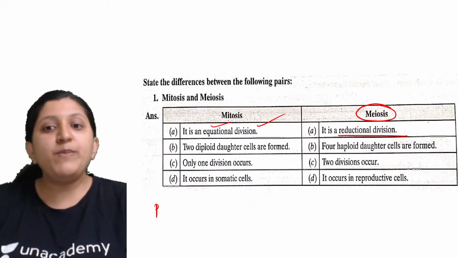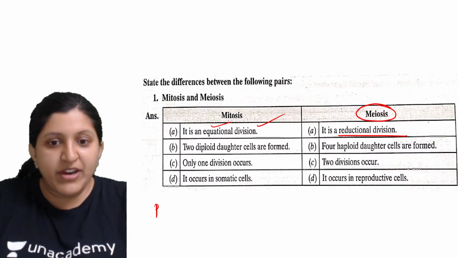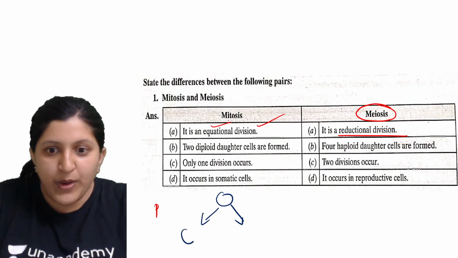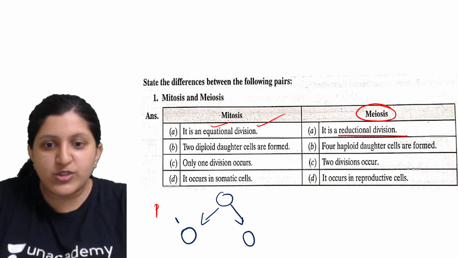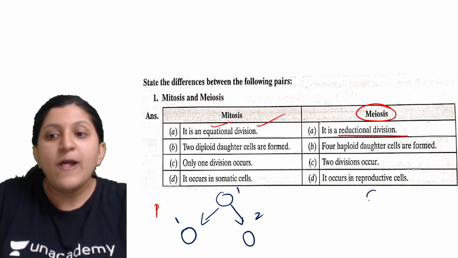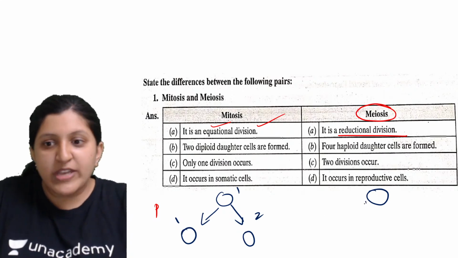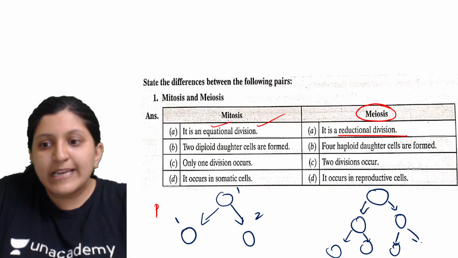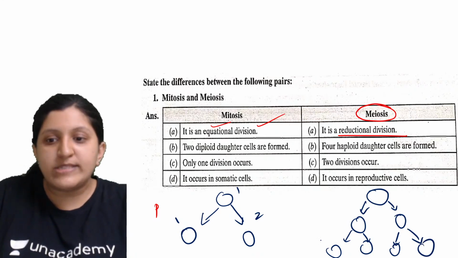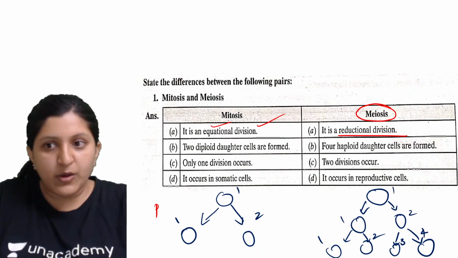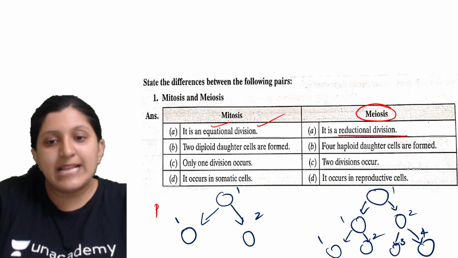So 2 diploid daughter cells are formed in mitosis. So here 1 cell and here 1 cell, so 2 daughter cells, and this is the parental cell which was there. In case of meiosis, 4 daughter cells are produced. It occurs in 2 stages. So here you can find 2 cells, and again this is going to produce 2 more cells. So meiosis is going to give us 4 cells, 1, 2, 3 and 4. So 4 haploid cells are produced.